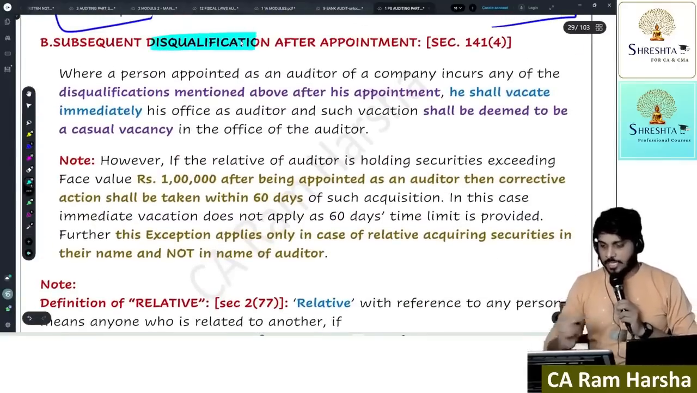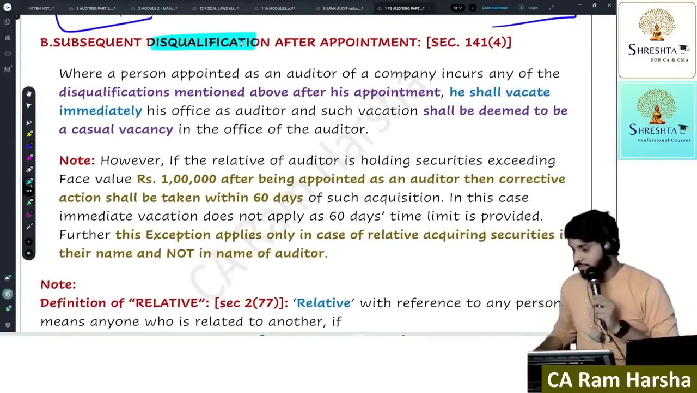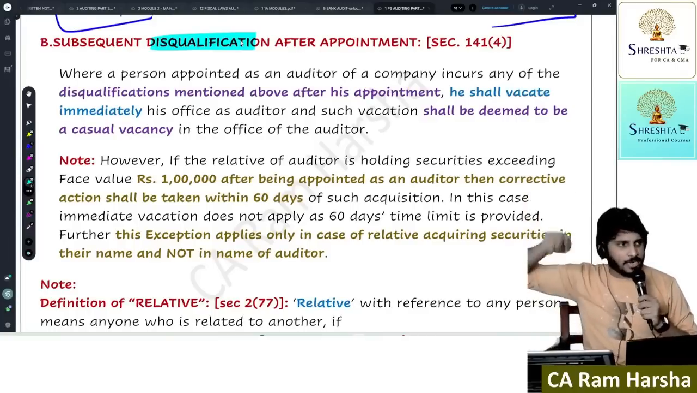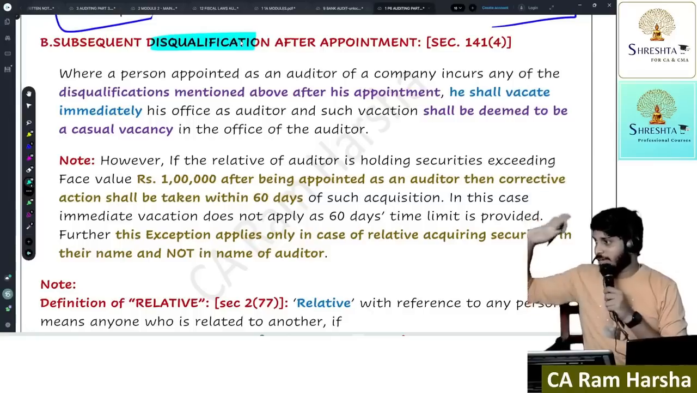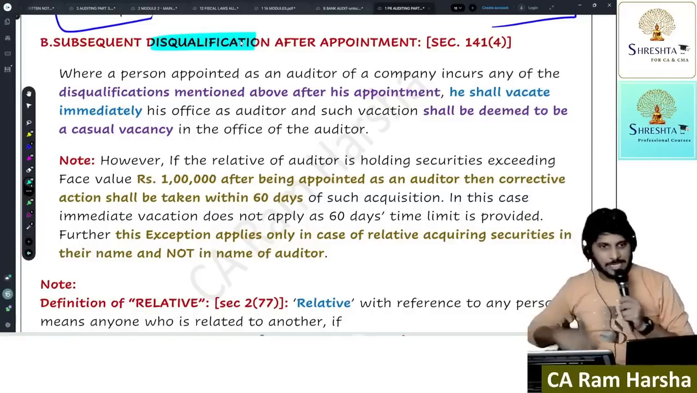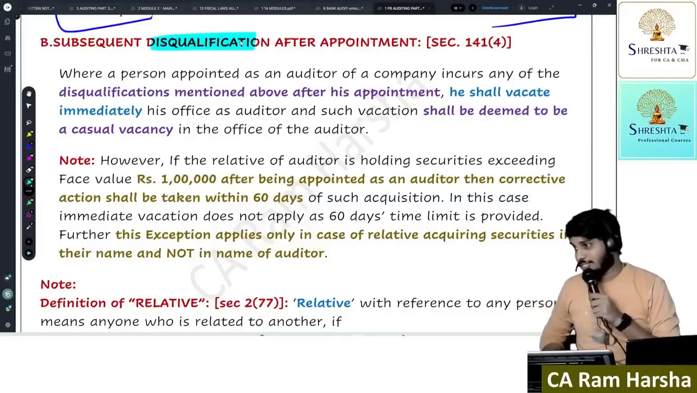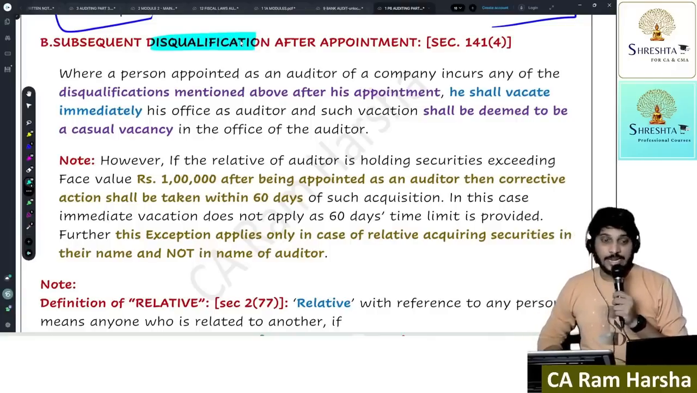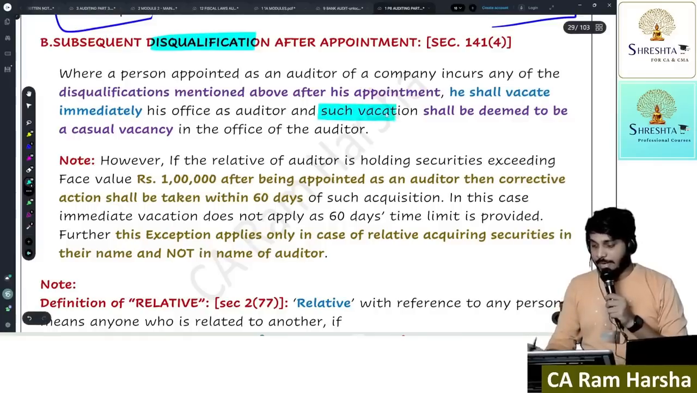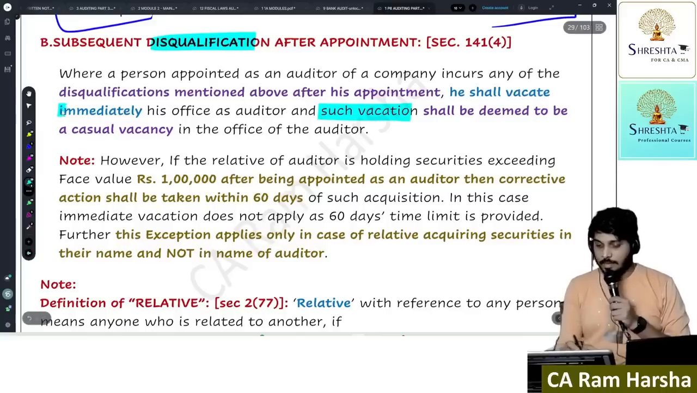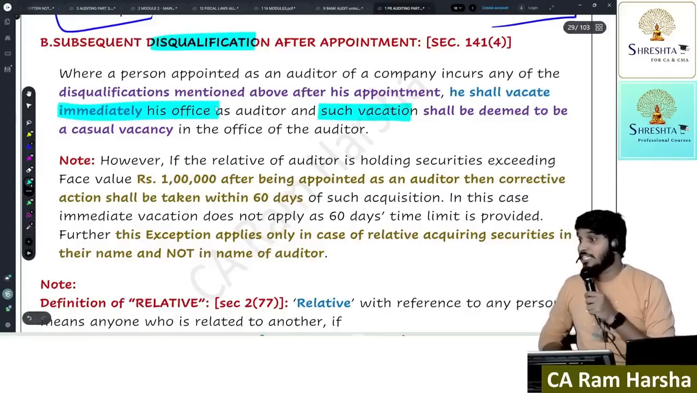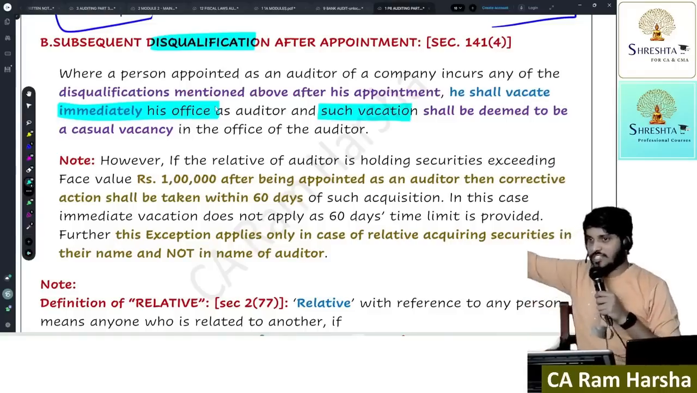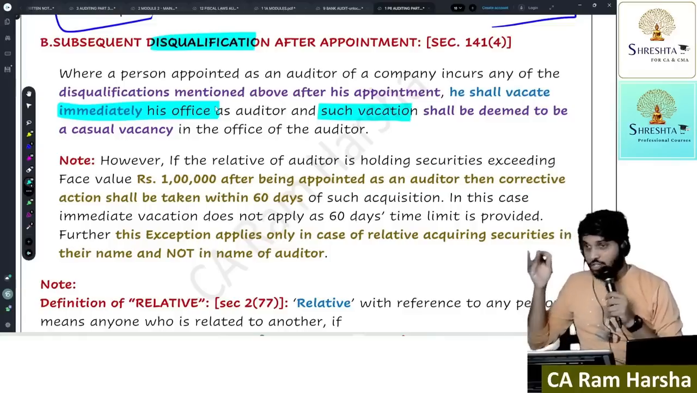Subsequent disqualification point. What is this? We have seen the above points. If a chartered accountant comes under any of the above points, we will not appoint him as an auditor. Suppose we appointed him, and after that disqualification arises. Now what will happen? He shall immediately vacate the office. Yes or no? Office means what? Position. Position of auditor. Office does not mean office chair and table. So the auditor should immediately vacate his office.